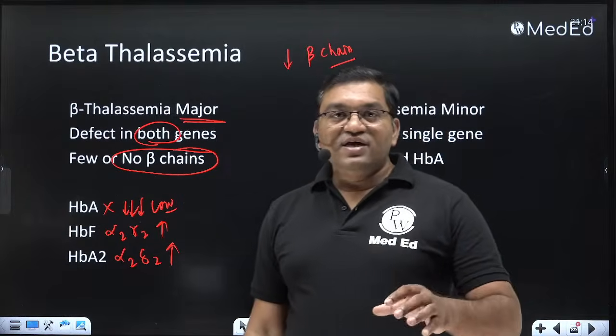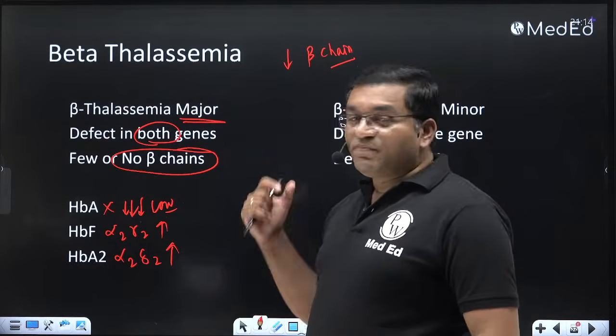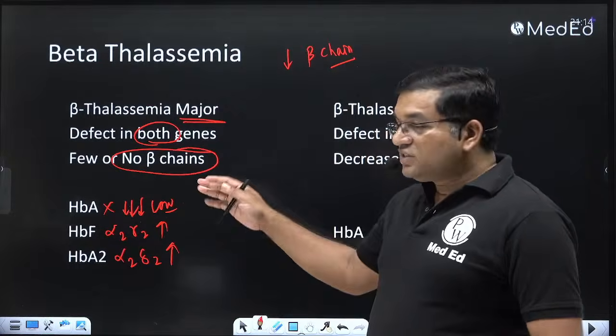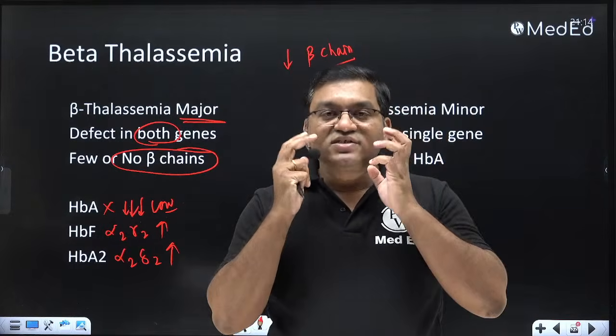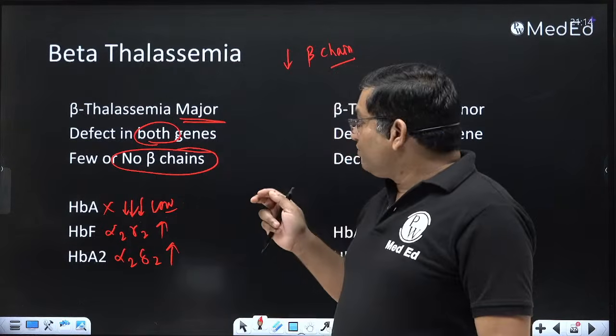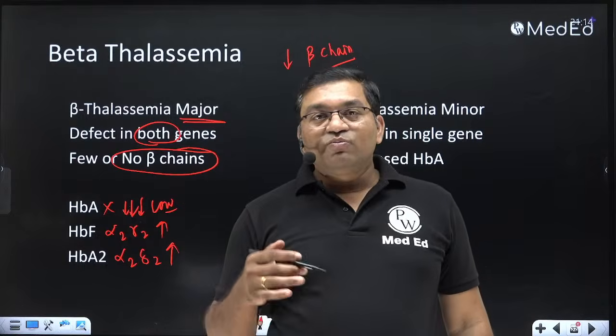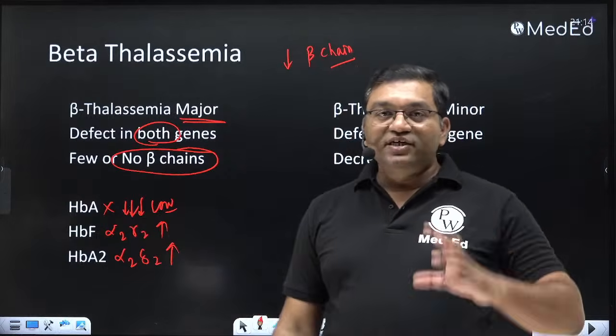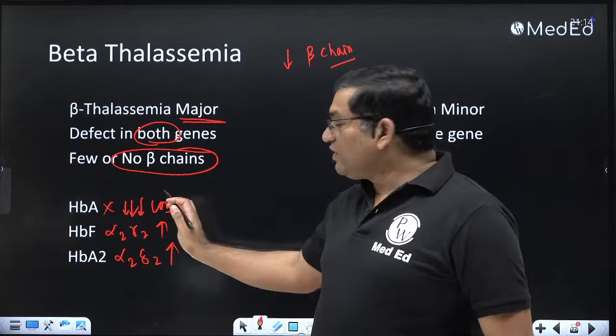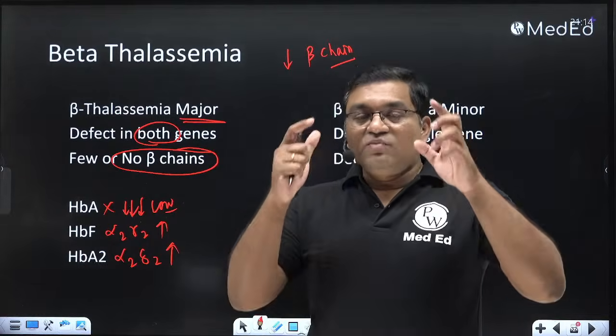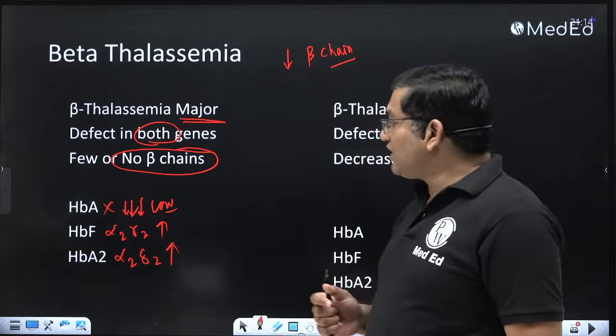There is anemia, jaundice, hepatomegaly, splenomegaly, and there are facies changes, that is, frontal bossing and maxillary overgrowth. Because of hematopoiesis in the flat bones, that gives the thalassemic facies appearance, that is frontal bossing and maxillary overgrowth.